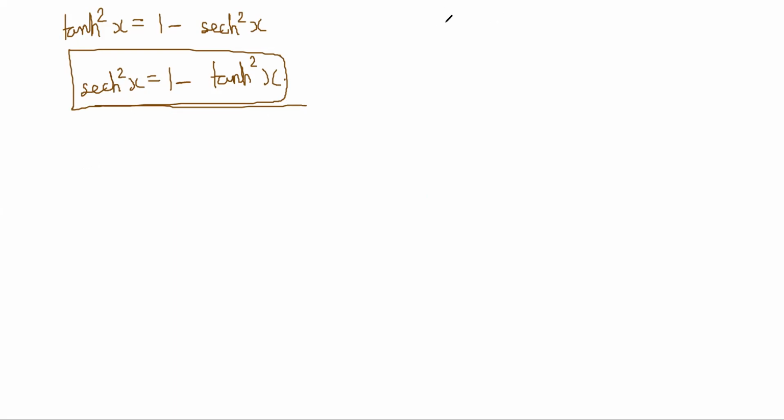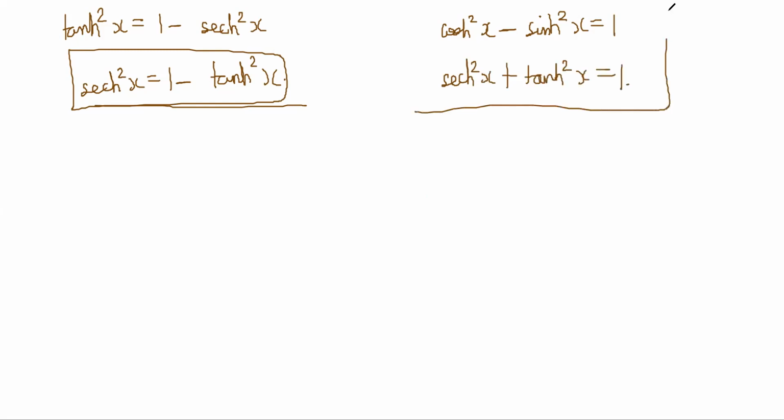So the two identities that we have derived are cosh square x minus sinh square x is equal to 1, and sech square x plus tanh square x is 1. These are the two new identities.